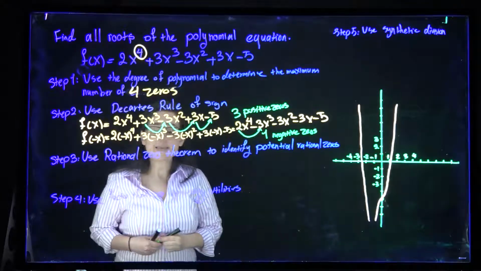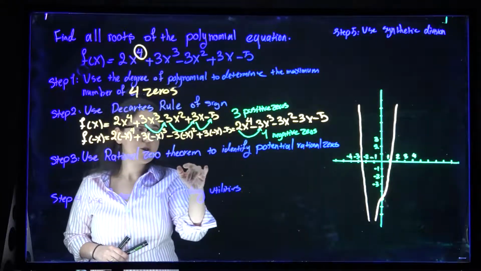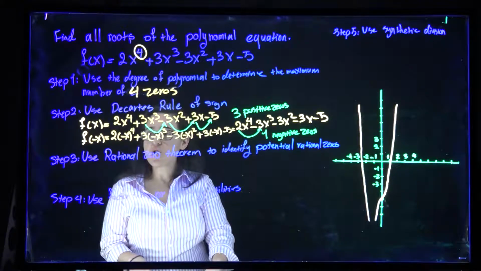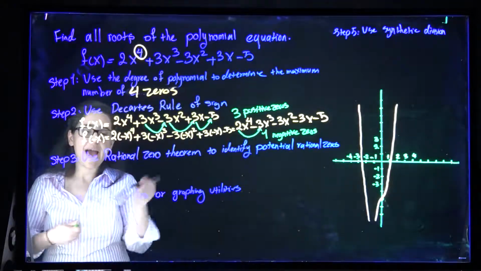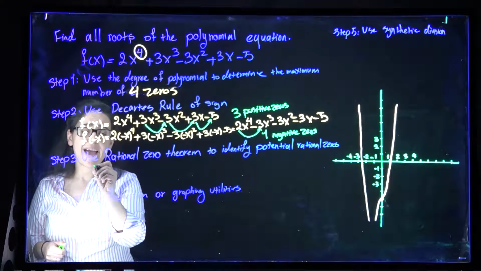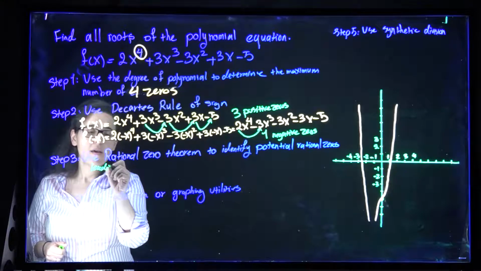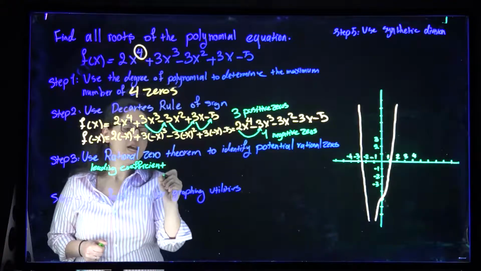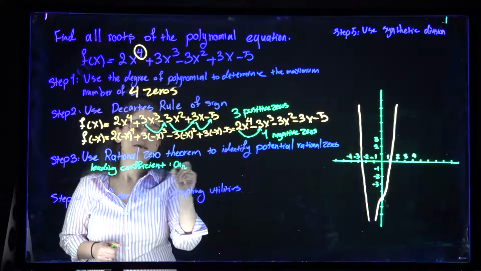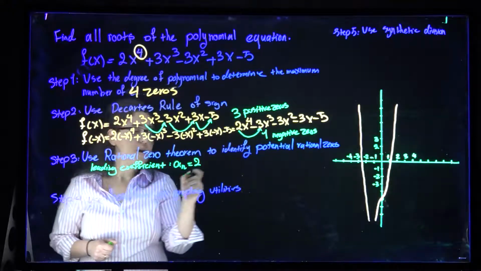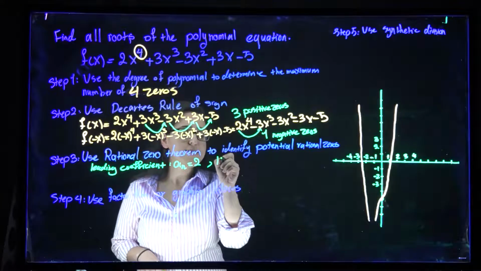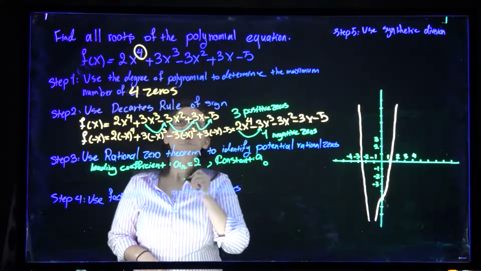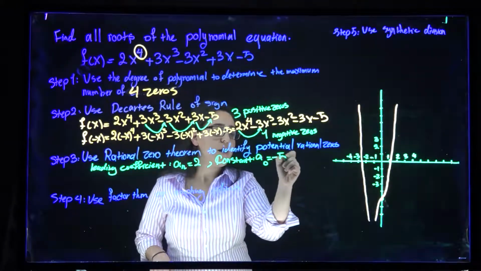Okay. The next step is to use the rational zero theorem to identify the potential zeros. Remember, for the rational zero theorem, we're going to look at the leading coefficient, which here, our leading coefficient a_n, is 2. Also, we're going to look at the constant, or our a_0. So here, our a_0 is -5.